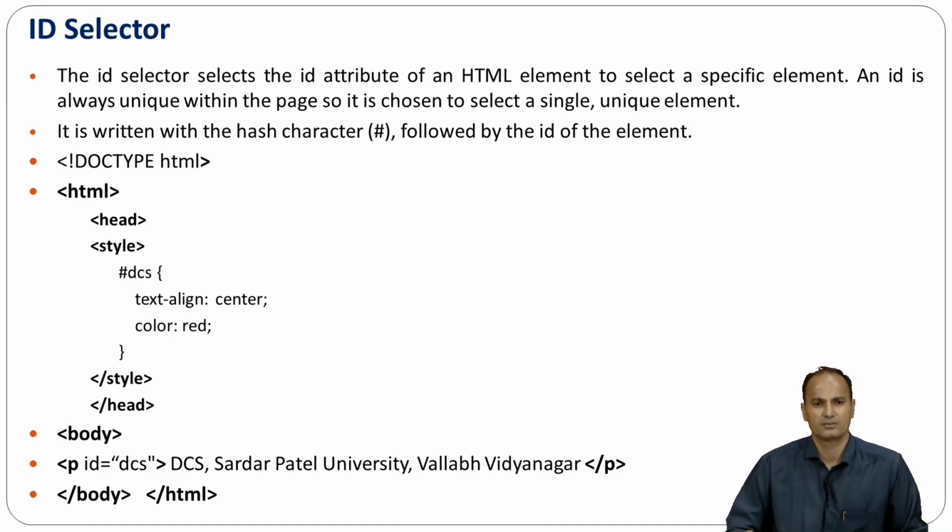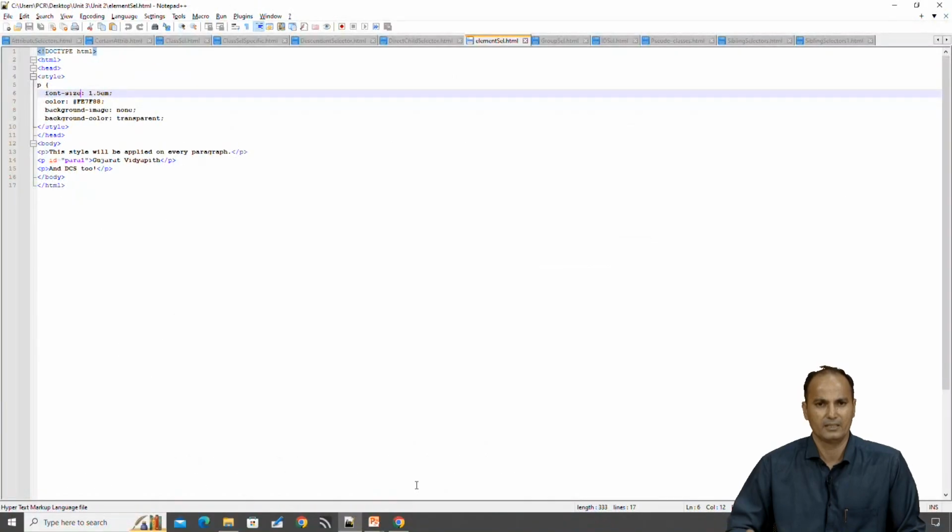Let us have a look. Suppose here we have a paragraph with an ID attribute, and the value of this ID is DCS. To provide the effect on this paragraph, we will identify it using its ID, as it is unique. So we will use the hash sign before the value of this ID, that is #DCS. This will identify the paragraph having the ID DCS, and whatever style properties we have used will be applied to it. Let's have a look practically.